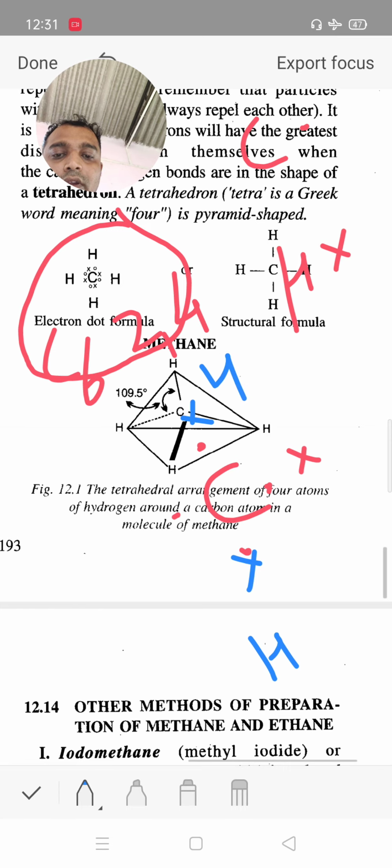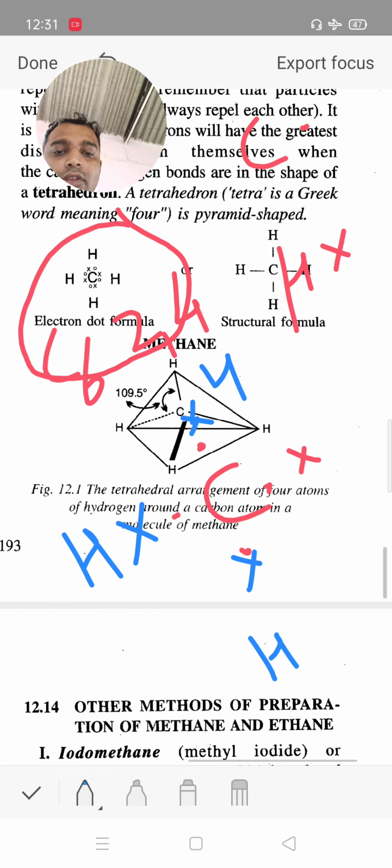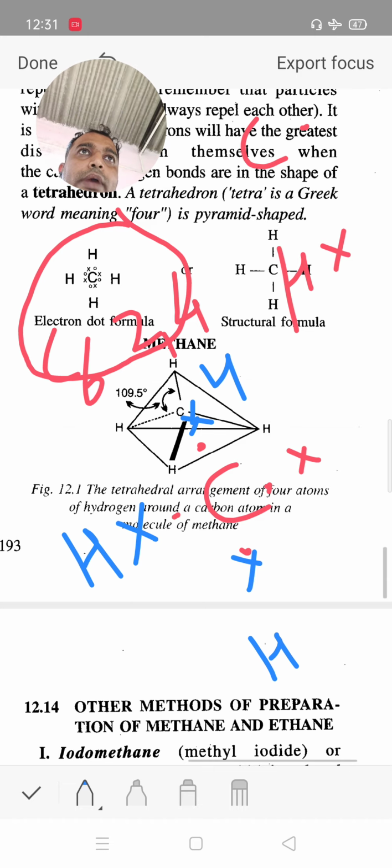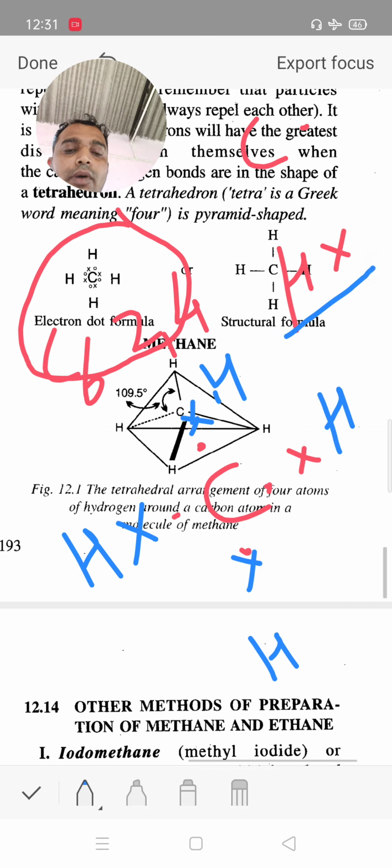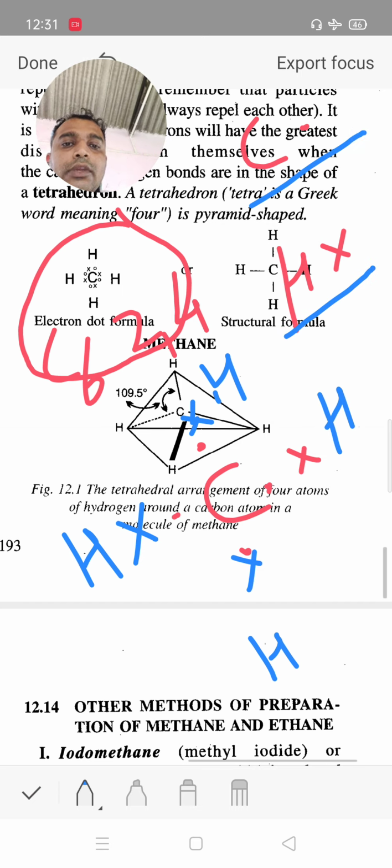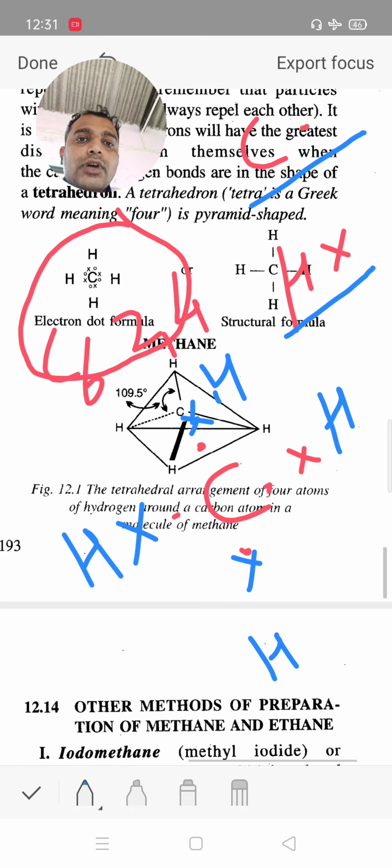There are a total of 8 valence electrons in the CH4 molecule, and a covalent bond is formed between carbon and hydrogen. This is the electron dot structure. Students, hydrogen is in the form of a cross and carbon in the form of a dot. You can alternate the cross with the dot, no problem. It is the structure of the methane molecule.